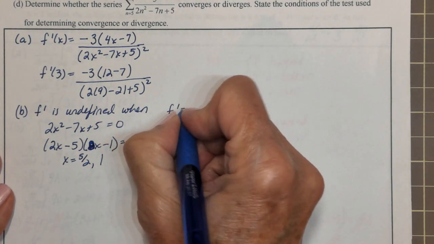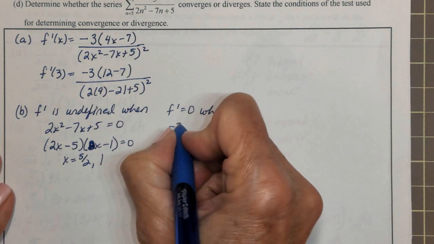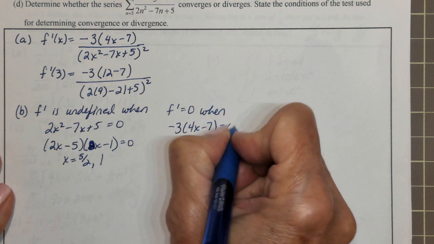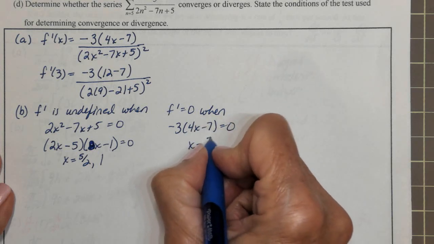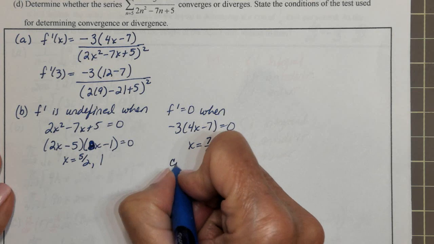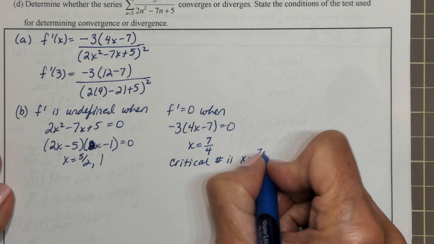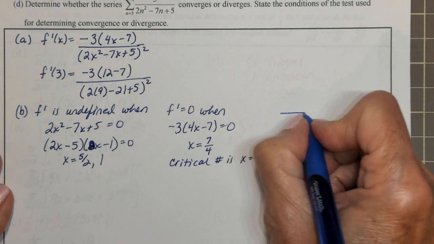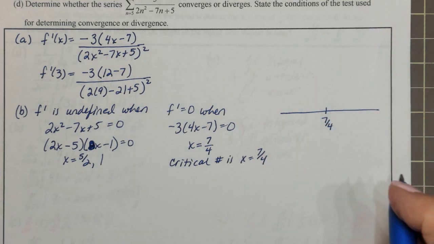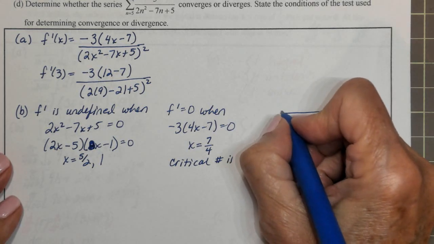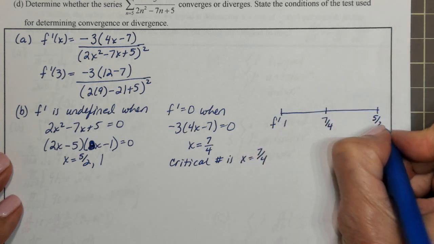Okay? F prime is 0 when the numerator is 0, right? Negative 3 times 4x minus 7 is 0. Well, that is 0 when this 4x minus 7 is 0. That means x is 7/4. So critical number is x is equal to 7/4. Let's put that on a number line to find out, is this the location of a relative min, max, or neither? And I'm only examining from 1 to 5/2, right?